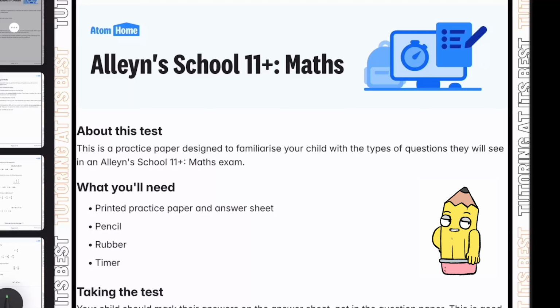Today we're going on a math adventure through an Alleyn School 11 Plus math paper, and I'll show you step by step how to solve all kinds of tricky questions. We'll explore sequences, fractions, word problems, geometry, and even some special rules. So don't worry if it looks tricky. I'll explain everything clearly and we'll calculate it together.